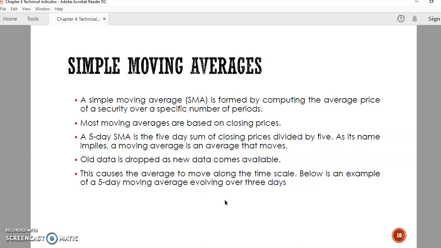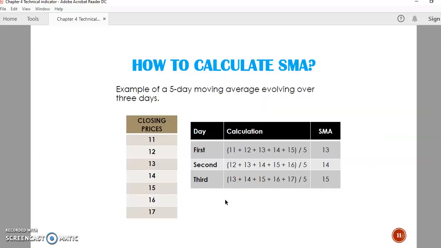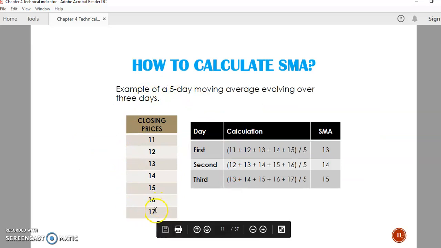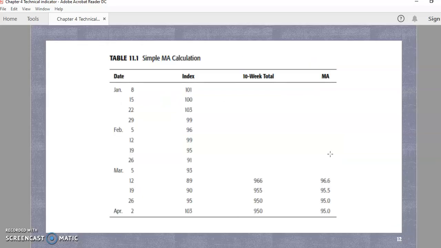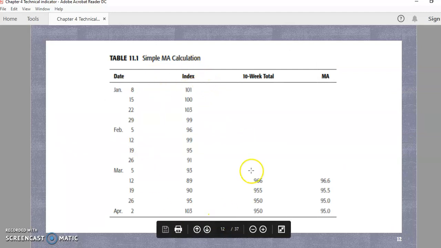Okay, below is an example of a 5-day moving average evolving over 3 days. Okay, in this example, I have 7 days of price. So how to calculate the moving average? Since we decided to have a 5-day moving average, we will add up the first 5-day price and divide it by 5 to get the first point of the simple moving average. Okay, so in this example, we have price data and then we have a 10 weeks total. So this is the moving average.